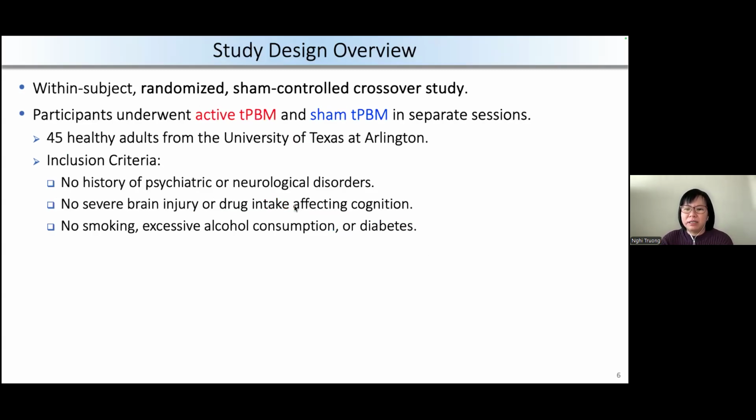To test this hypothesis, we conducted a within-subject randomized sham-controlled crossover study. We had 45 healthy participants from UT Arlington who underwent active tPBM and sham tPBM in separate sessions with at least a 1 week washout period. The inclusion criteria ensured participants had no history of psychiatric or neurological disorders and no condition that may affect cognition.